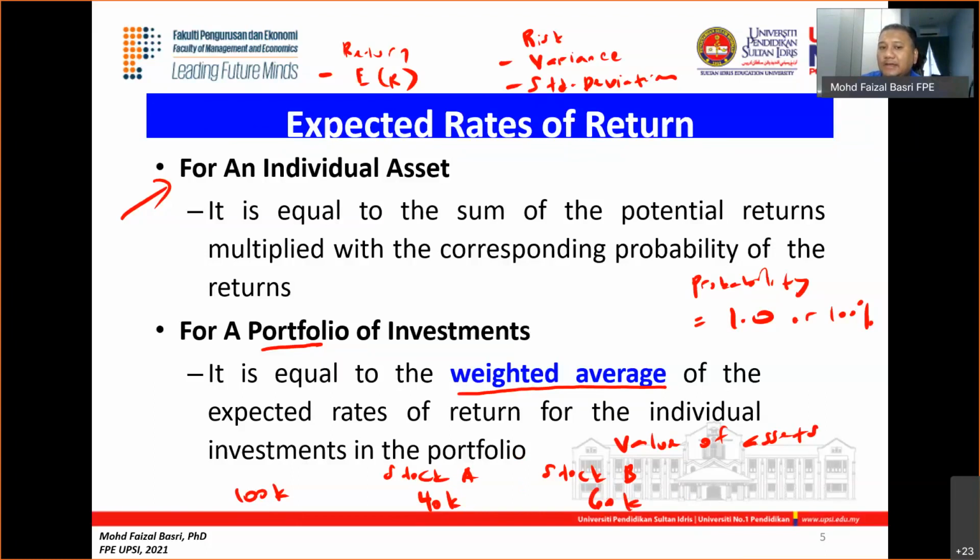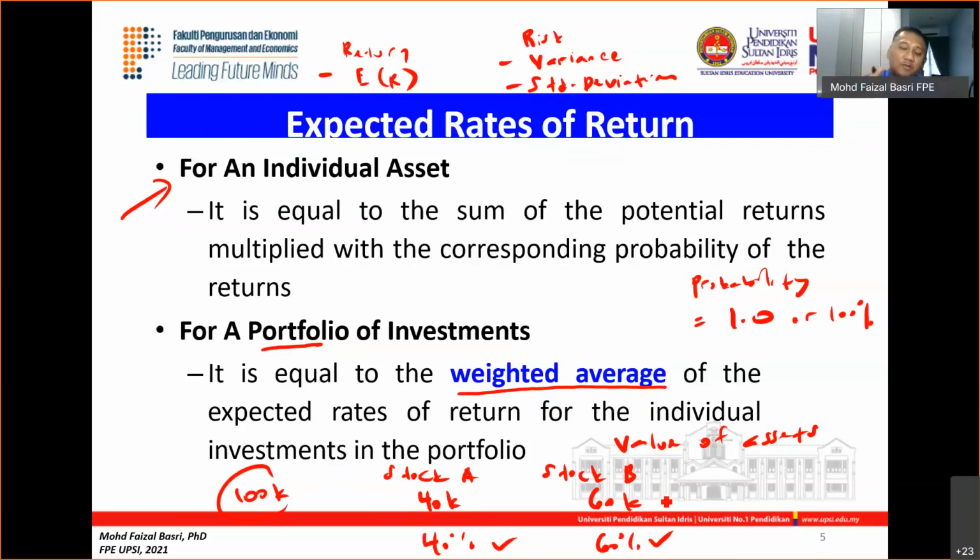To find the weights for each stock, what we need to do is basically compare the value of that particular investment against the total investment. So if you want to make it in percentage, 40K over 100K is 40%, and 60K over 100K would be 60%. So these are the weights I'm talking about. Based on weighted average, we need to find these weights.